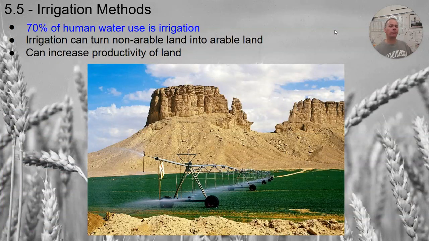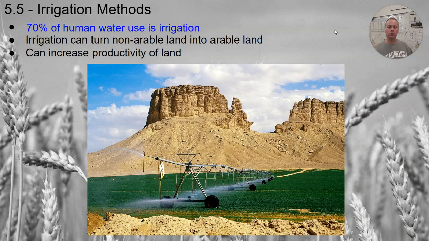In topic 5.5, we're going to continue discussing agricultural practices with a focus on irrigation. So irrigation is using water from the ground typically, or from surface waters to grow crops. And actually it's what we use most of our fresh water for. 70% of human water use is used for irrigation of crops. And irrigation is extremely important. It was extremely important to the Green Revolution. It allows for the increased yield of land.